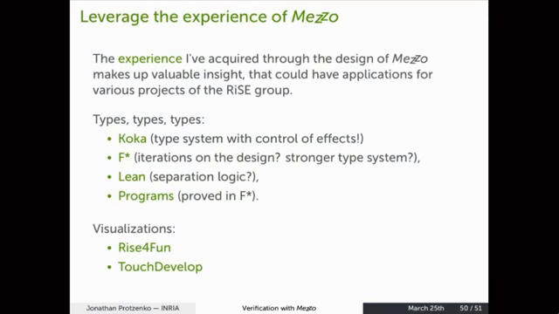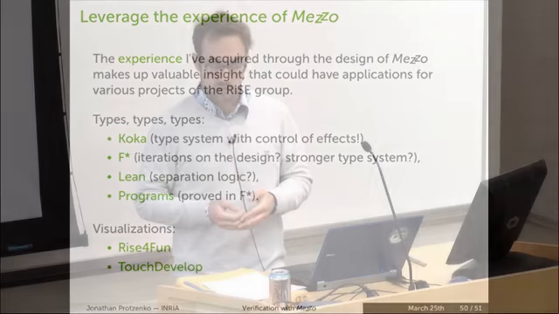So really, what I would be eager to do is leverage the experience that I've acquired with Mezzo to contribute to the projects that are being developed here, on two axes. There's the types axis. There's a lot of projects that rely on types. There's Coq, a type system with control of effects. That's something that speaks to me, right? F*, iterations on the design of a type system. There's also Lean.